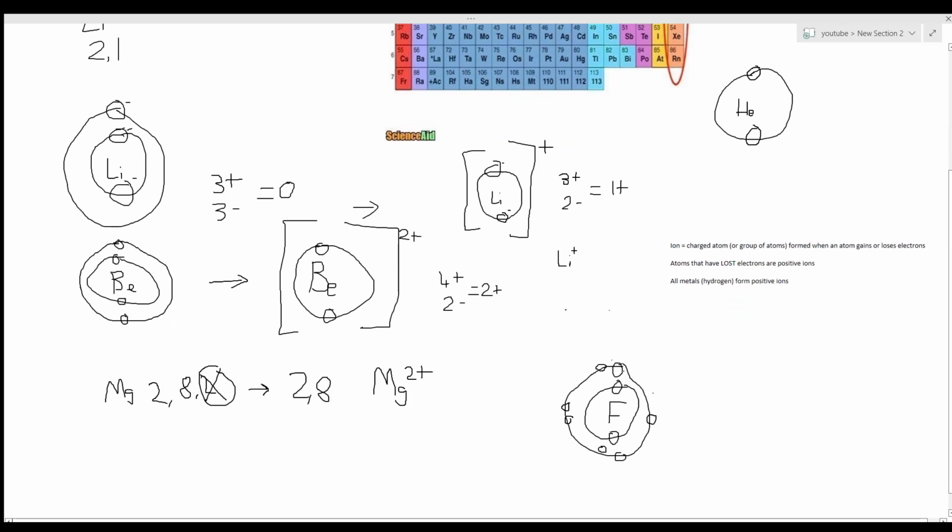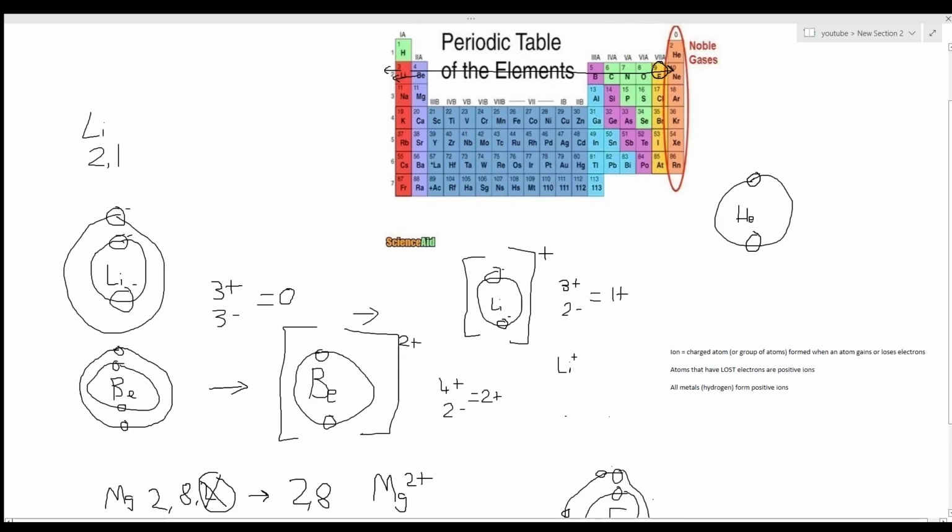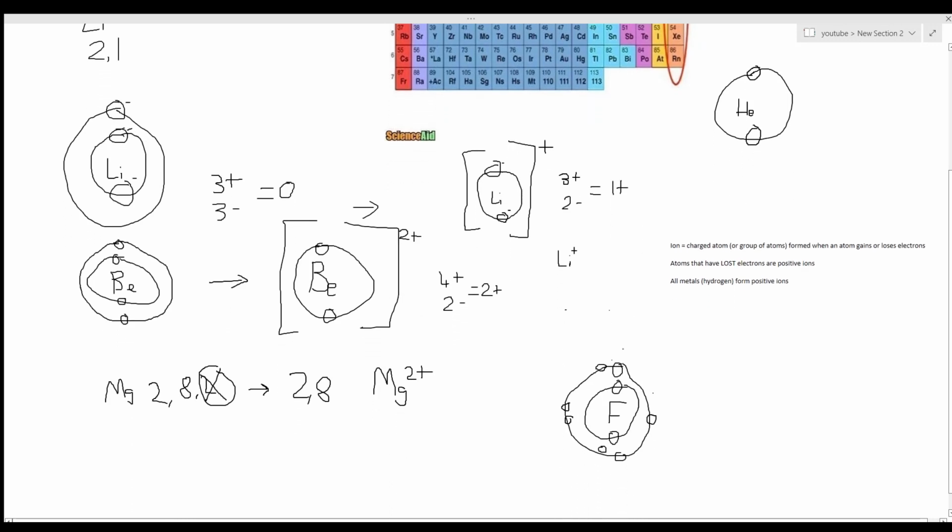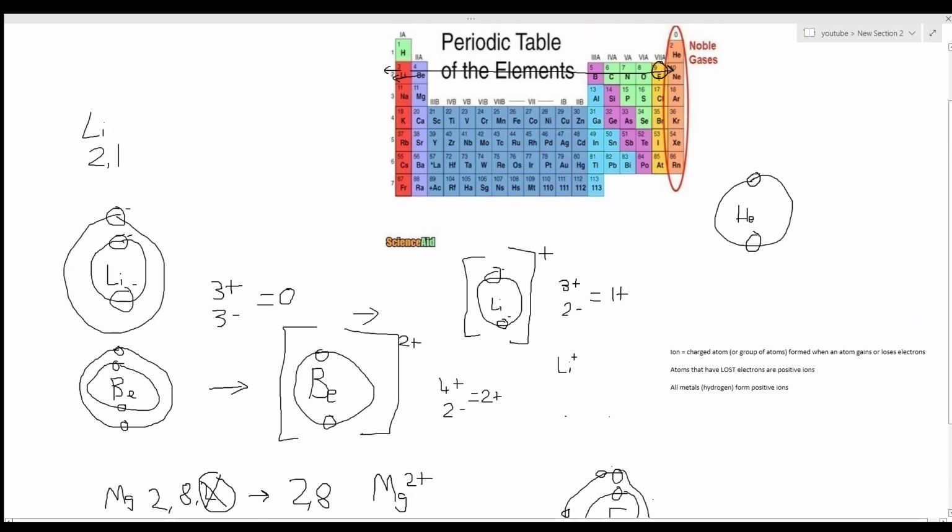Alright, so it wants as well to have a full outer shell. So how can it do that? Well, it could lose 7 electrons. It could go all the way down and get to helium. But it's much easier to just gain 1 electron, like that. Okay? So just gain 1 electron, and that lets it have the same as neon.